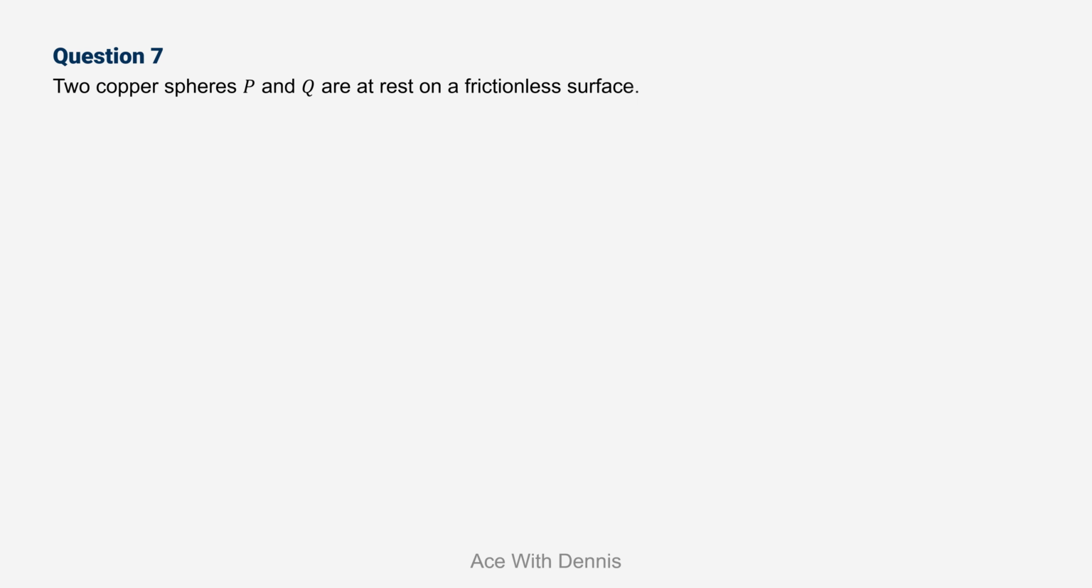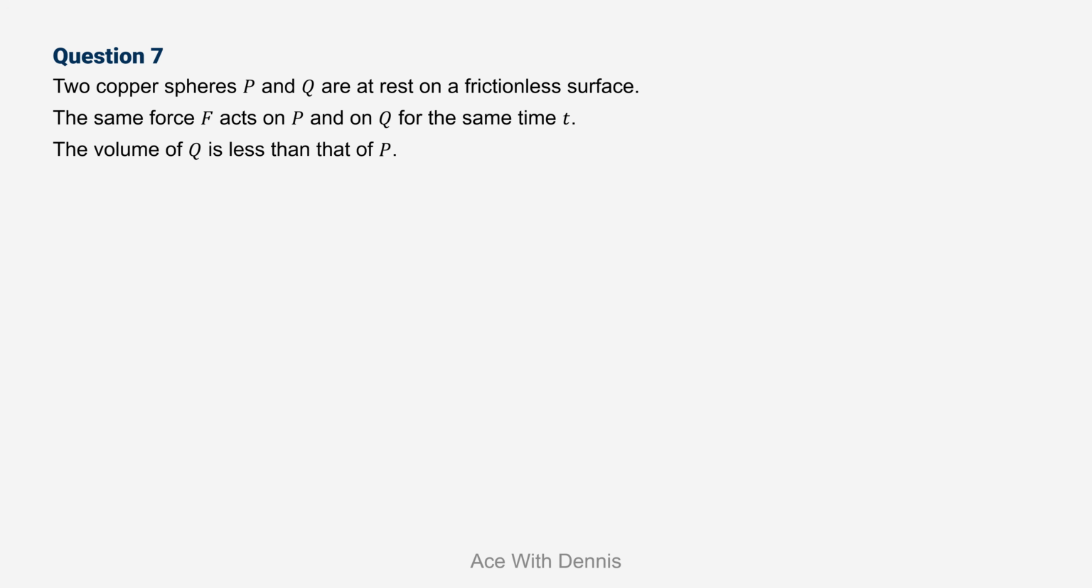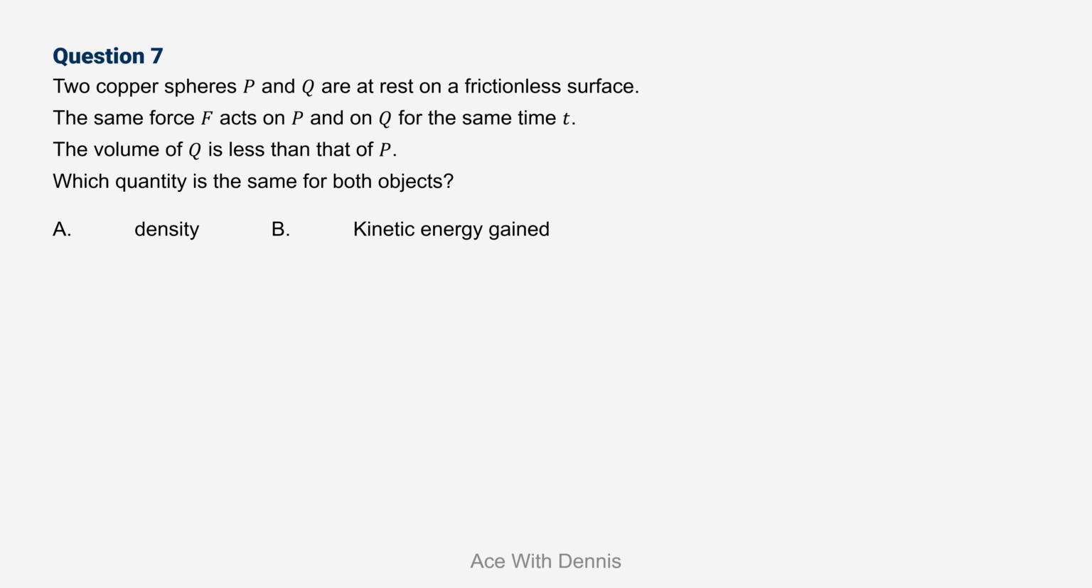Question 7. Two copper spheres P and Q are at rest on a frictionless surface. The same force F acts on P and on Q for the same time T. The volume of Q is less than that of P. Which quantity is the same for both objects? A. Density. B. Kinetic energy gain. C. Mass. Or D. Weight.